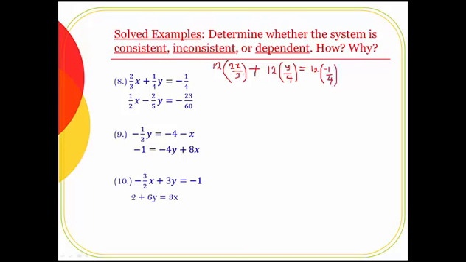So 3 will divide 3, 1. 3 divide 12 is 4. 4 times 2x is 8x. So this is 8x. Plus 4 divide 4, 1. 4 divide 12 is 3. 3 times y is 3y.